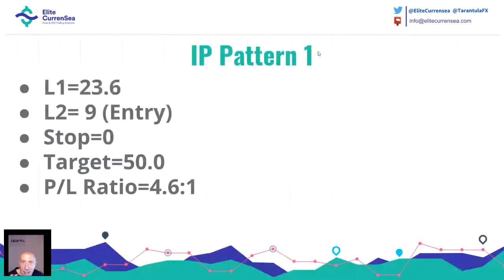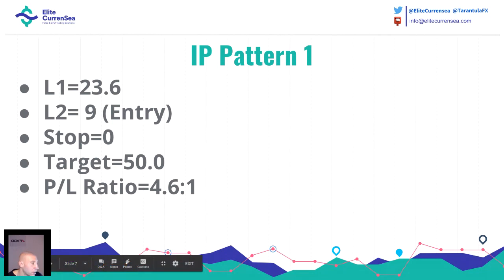IP1 pattern. Okay, now don't be confused. L1 means the first touch of the Fibonacci before price pulls back to L2 and makes an entry. Okay, for IP1 pattern, L1 is 23.6, L2 is 9, that is your entry. Stop is at 0, target is 50, and target to loss ratio is 4.6 to 1. So this is one of the best patterns in terms of risk to reward. So the ratio is 4.6 to 1.